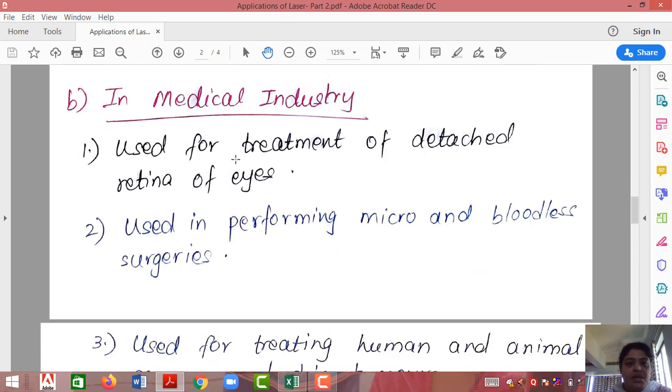Then the medical industry uses laser in a huge amount. There are many applications of laser in the medical industry. First of all, you might have heard about eye surgeries wherein your eye power, the eye number, is removed using laser. What is done is a single layer of the retina is burned with the help of laser, and you can say that the power or number of your eyes is removed. So it is used for treatment of detached retina of eyes.